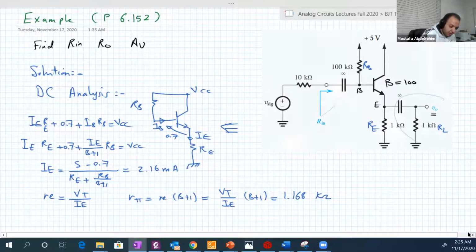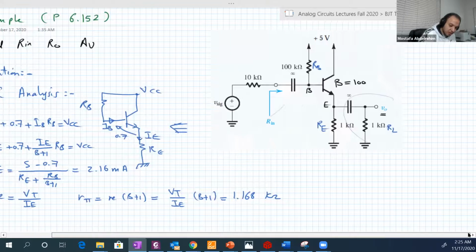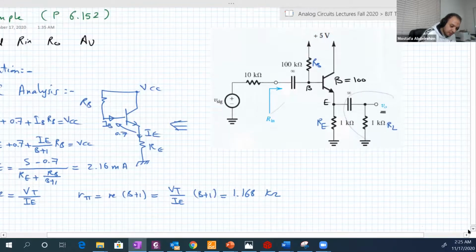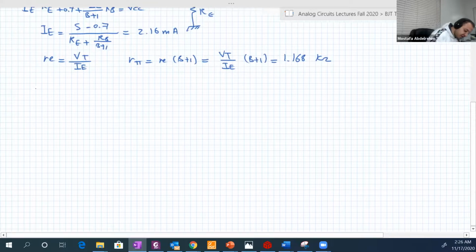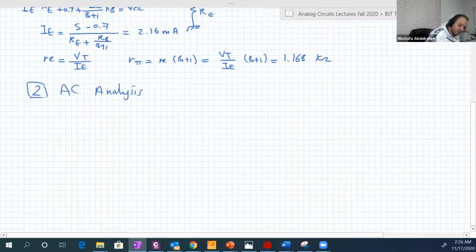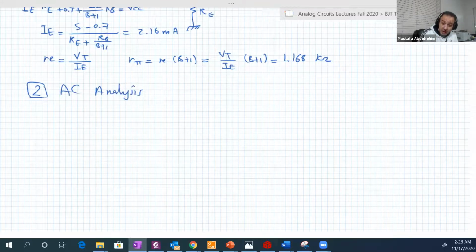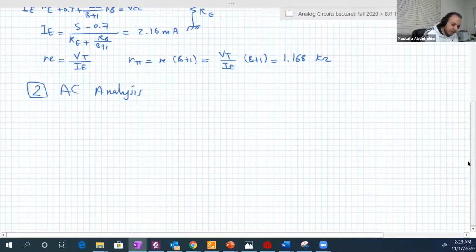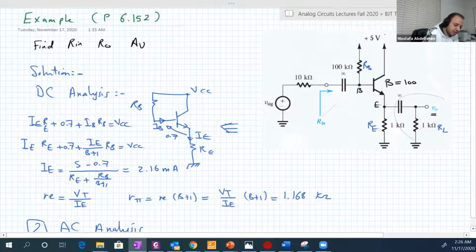Okay. Now we finished the DC analysis, so let's go now to the AC analysis. AC analysis, number 2. In the AC analysis, short circuit the capacitors, remove the DC sources. Okay, so if we did this, this will be shorted. This will be shorted. This capacitor will be shorted as well.